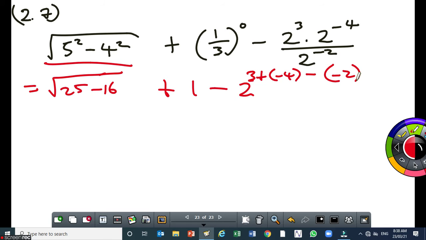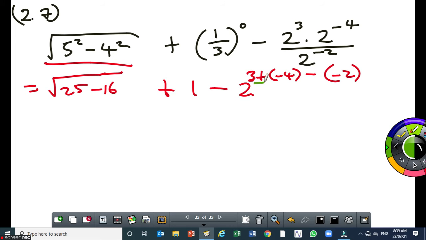So for the 2 to the power of 3 and the 2 to the power of minus 4, I use the first law of exponents. That's why I added here. That's why I put addition. First law of exponents. One of the exponents is positive, the other one is negative. But the basic concept is law 1.